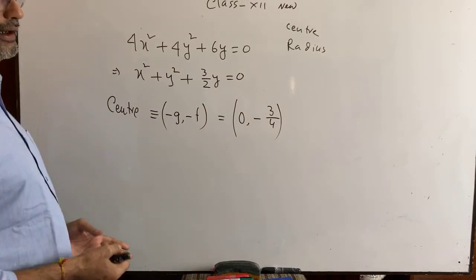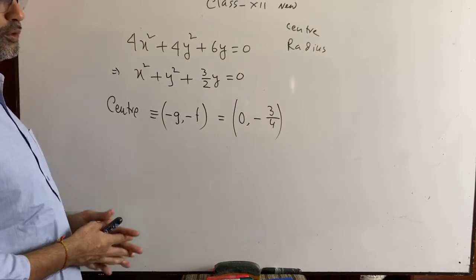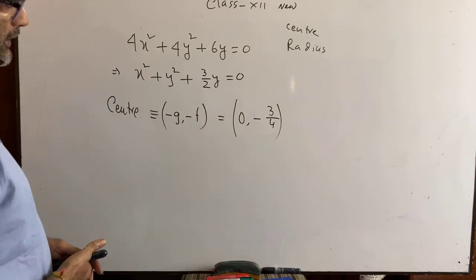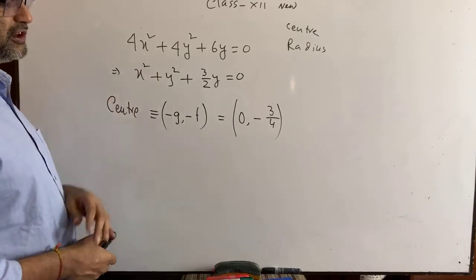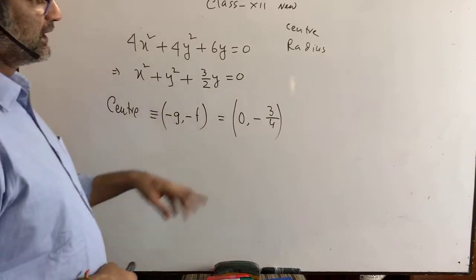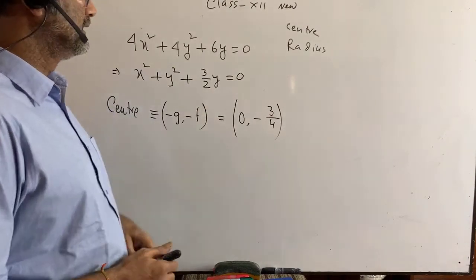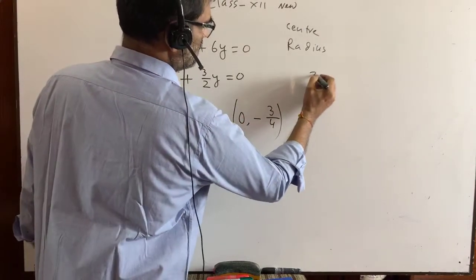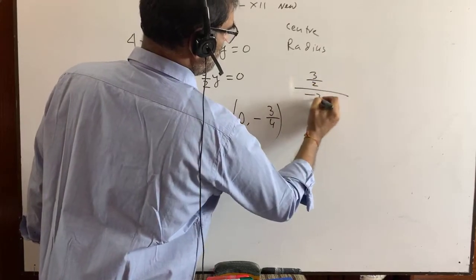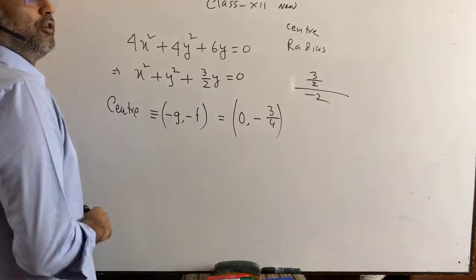We have to divide by minus 2 the coefficients of x and y. There is no x, that means it is 0. And for y, 3 by 2 divided by minus 2. So we are getting here minus 3 by 4.